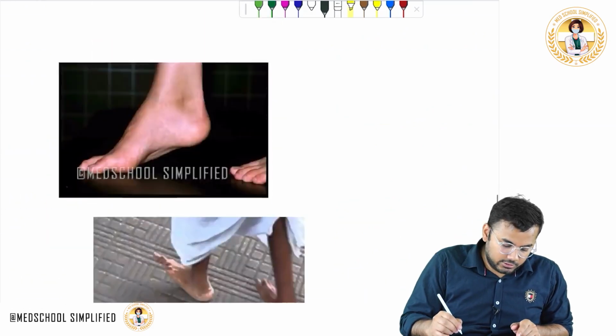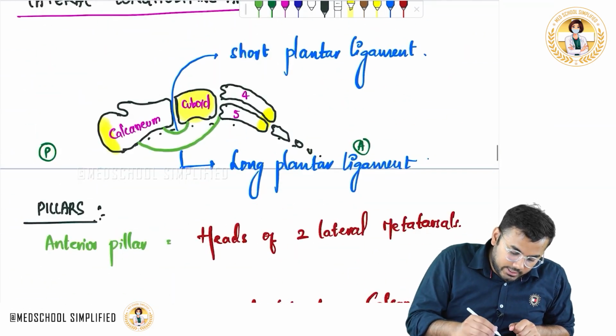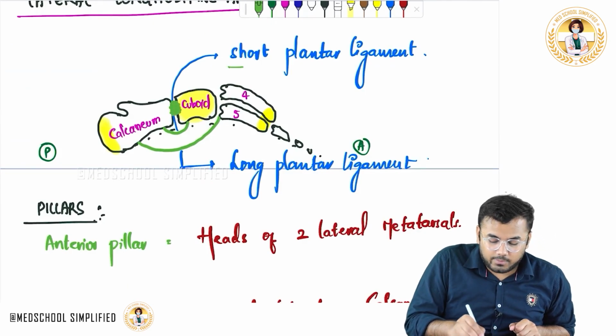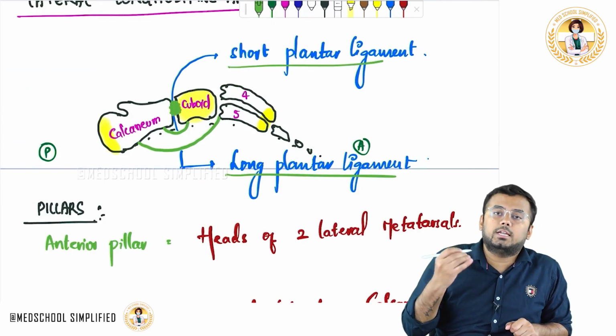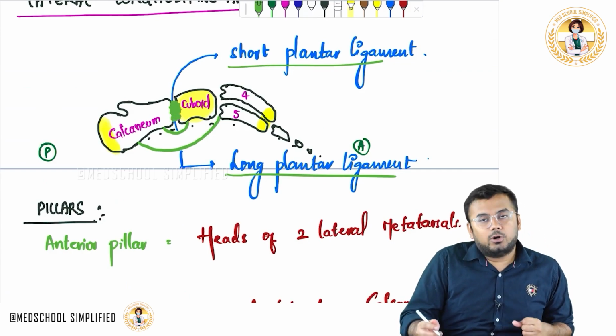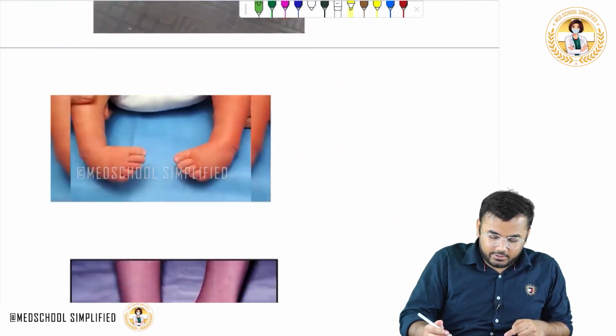So calcaneocuboidal joint, let me draw it again. See here, the joint between the calcaneus and cuboid. Now don't think of the short plantar ligament and long plantar ligament. They are not joints, they are different. So this joint between calcaneus and cuboid is the calcaneocuboidal joint, which is a saddle type of variety.